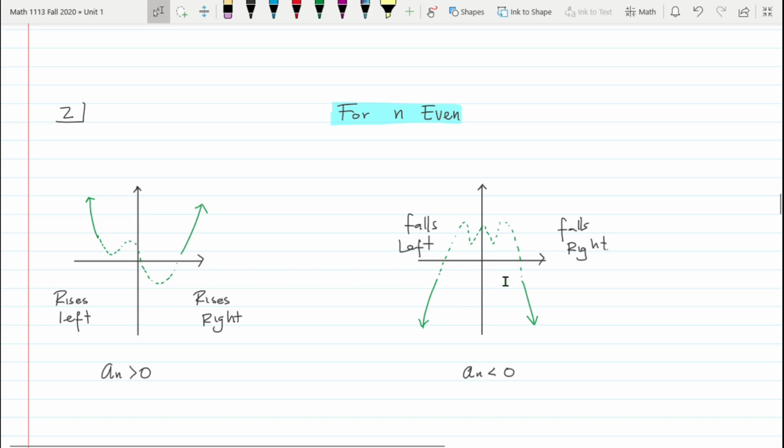So this in the middle is going to be dependent on what the power is. Now if the power is even but the coefficient is negative, then you have both legs of the polynomial, or the graph, falling. So it falls left and also falls right. We don't know what's going on in the middle. It doesn't matter. For now, we're only looking at the end behavior.